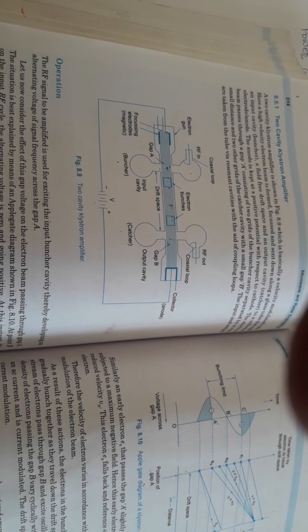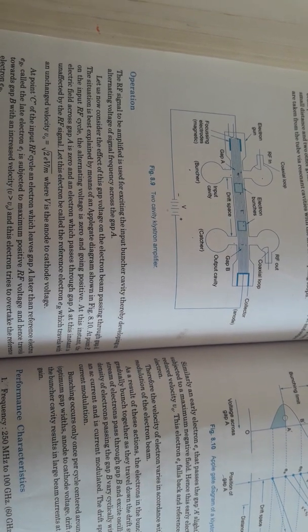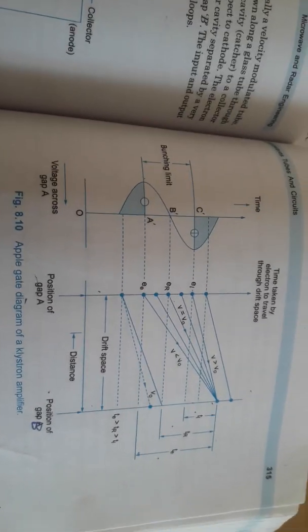How that will be affected, we will see in the Applegate diagram, so the detail will be discussed over there. Now let us consider the effect of the gap voltage on the electron beam passing through gap A. The situation is best explained by means of an Applegate diagram. So dear students, here you are observing the Applegate diagram.